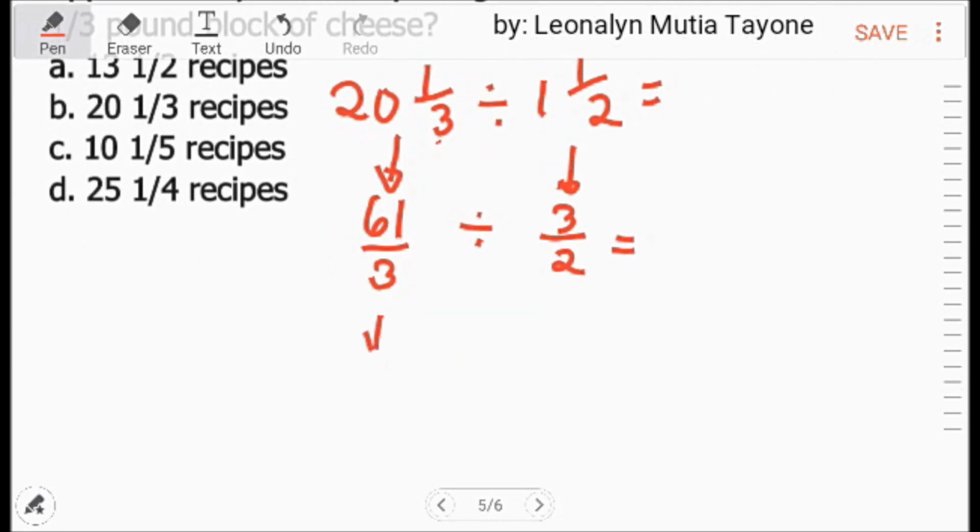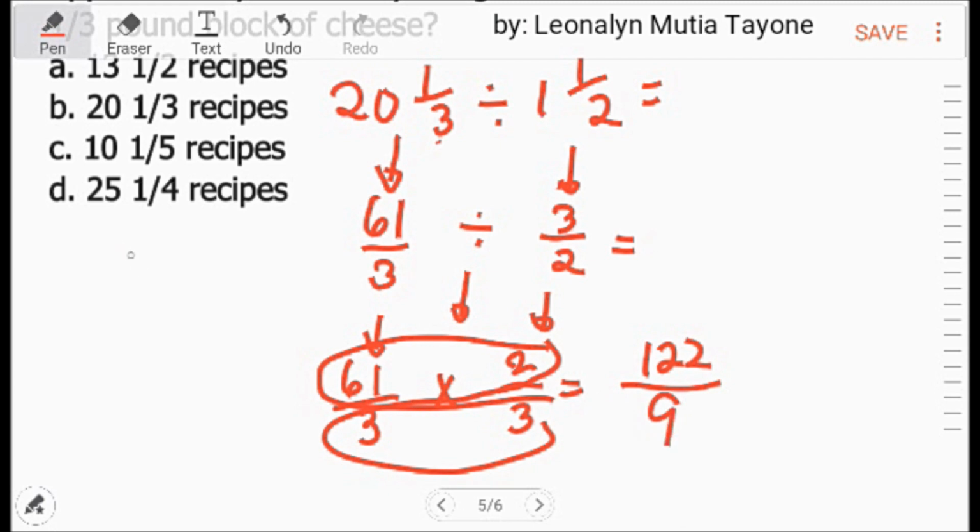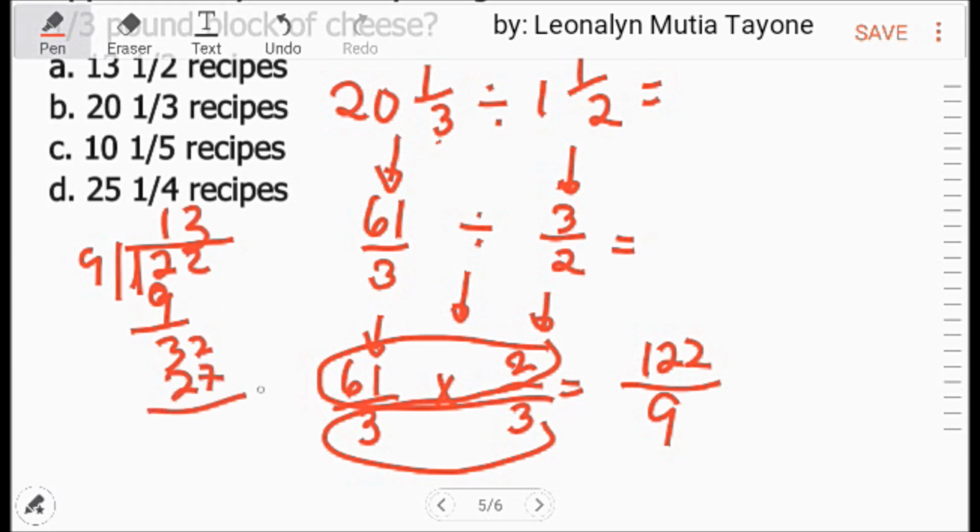Tapos, nag-divide tayo ng mga fractions. So, itong una ay kopyahin lang. Si division maging multiplication at itong divisor natin reciprocal ni divisor. 61 times 2 and that is 122. 3 times 3 and that is 9. Para klaro lang, ito ang gagawin natin. 122 divided by 9 and this is 9, 3, 2, 3, 27 and this is 5.